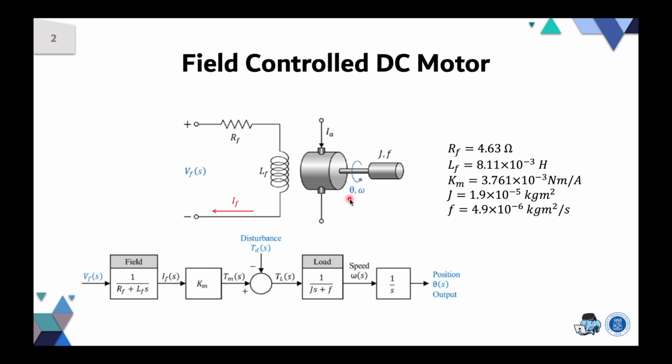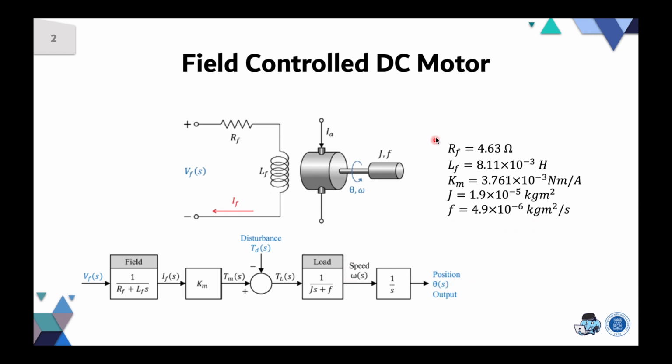Theta is the angular position of the shaft in radians, and omega is in radians per second. This is the angular speed of the shaft. This is the entire model of the motor we have derived in the class. There are two inputs for the motor, which are the voltage being applied on the field and the disturbance. As the output, we will have omega as well as theta.